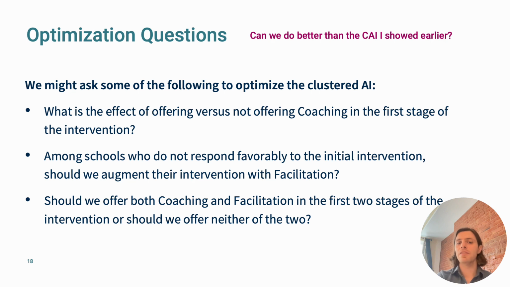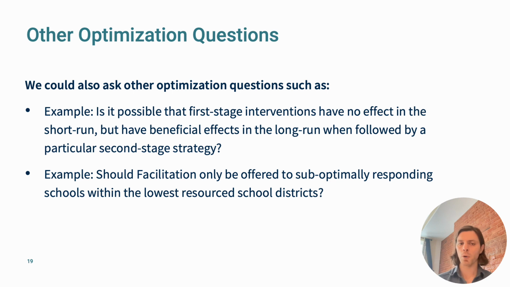So we could ask, what is the effect of offering versus not offering coaching in the first stage of the intervention? Or we could ask, among schools who are not responding favorably to the initial intervention, should we add on facilitation or not? Or we could ask, should we offer both coaching and facilitation in those first 2 stages, or shouldn't we offer either of the 2? So those are standard questions we ask when optimizing these clustered adaptive interventions, but we can get more in depth also. We can use more of the science.